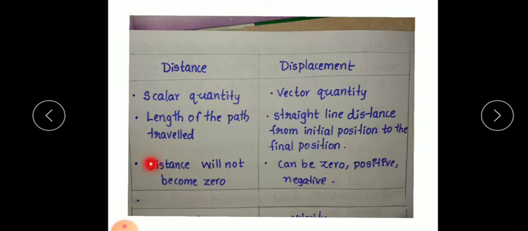We have seen that displacement can become zero, but the distance will not become zero. Displacement can be zero, it can be positive or it can be negative, but distance is always positive and it will not become zero. So these are the differences between distance and displacement.